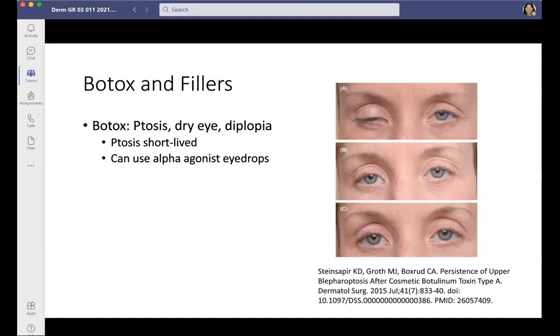And in the interim, you can use alpha agonist eye drops like apraclonidine or phenylephrine to help bring the eyelid back up. And so this is a patient who had Botox injection that resulted in a right upper eyelid ptosis. And then with apraclonidine drops, you can see that it improved the appearance of the eyelid. And then this is a couple months later, she's pretty much back to baseline.